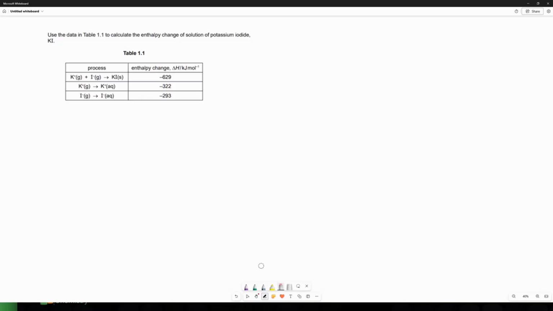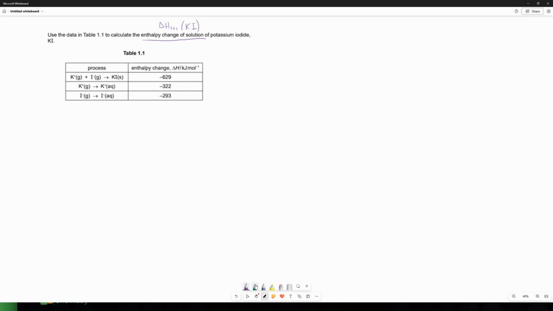So let's take this question as an example, right? Here we have a question that says, use the data in table 1.1 to calculate the enthalpy change of solution. So we're looking for the enthalpy change of solution of potassium iodide. So this is going to be delta H solution for potassium iodide, KI. And then we're given three different enthalpy changes, but we're not told what the enthalpy change is. Instead, we're given the equations for them.